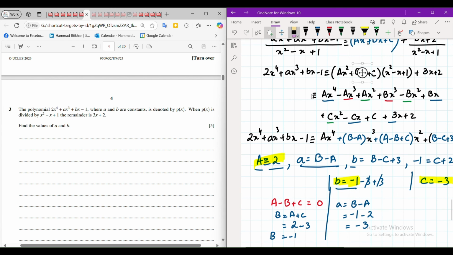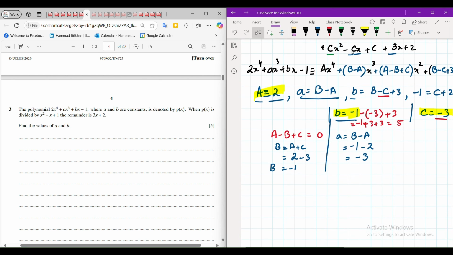Sorry, I just realized something. In this one, for the b, we had minus C over here. So C was already negative, so it is -1 + 3 + 3, which is 5. So therefore, the final answer is a equals 5, b is equal to negative 3.